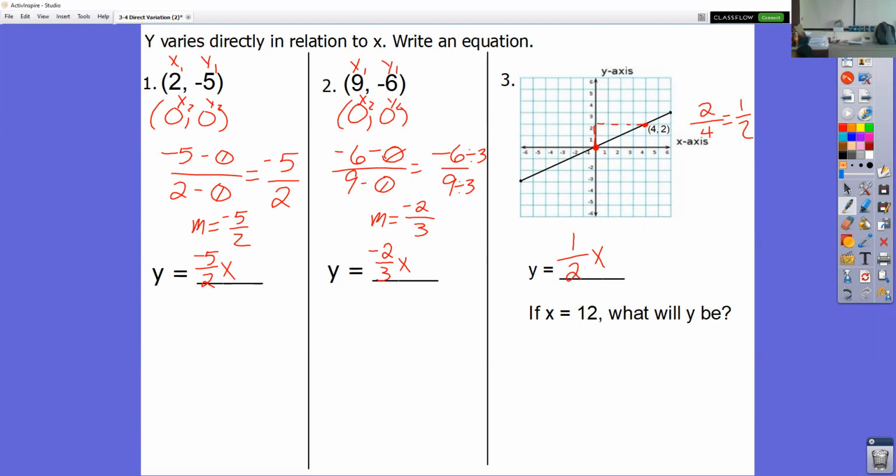And if x equals 12, what would y be? y equals 1/2 times 12. 1/2 times 12. So y would equal 6.